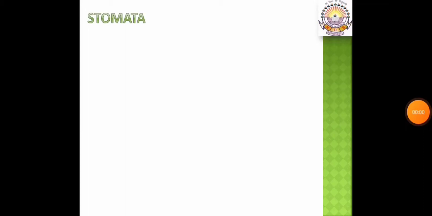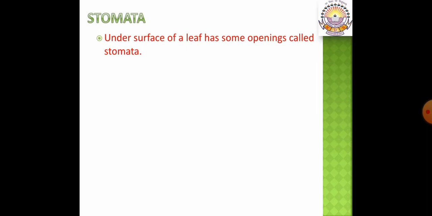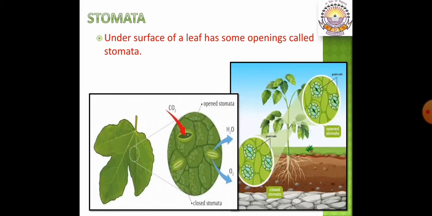Good morning, students. In the previous class, we studied the structure of a leaf. Today, we will start with the topic stomata. Students, if you closely observe the surface of a leaf, you will see some openings called stomata. See these pictures. These are of two types, closed and opened, which can be seen through a microscope.